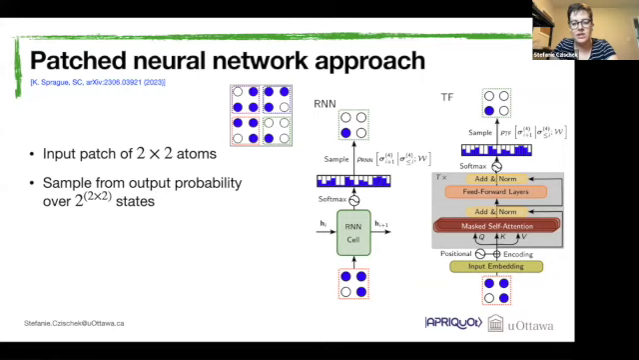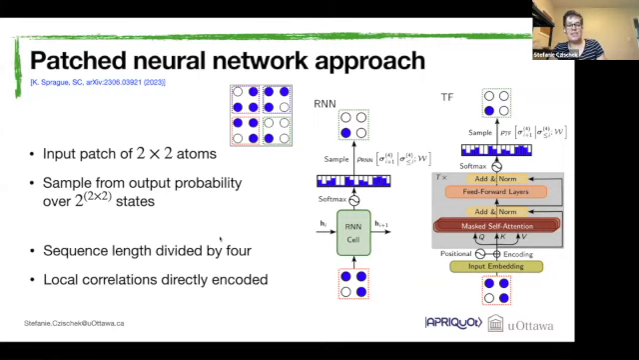Same process in the transformer model here. And so from this, we expect that we get a huge speedup because we divide the sequence length by 4. So we also expect that our computational runtime is divided approximately by 4. And as I mentioned, we expect that local correlations, which are directly encoded now in this output probability distribution, can be captured with higher accuracy.